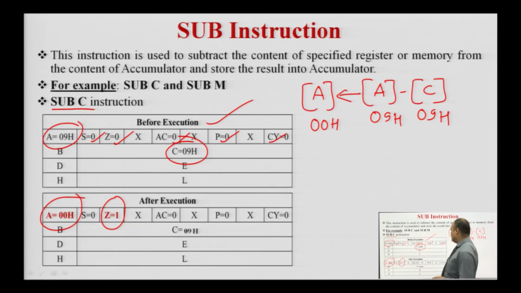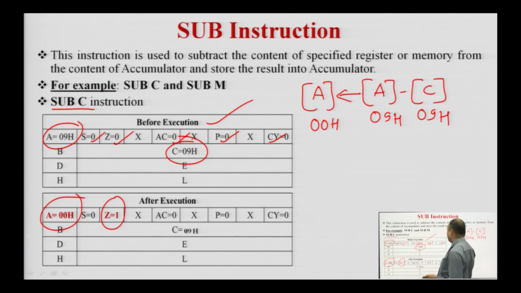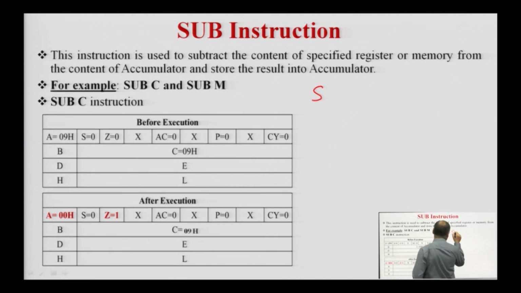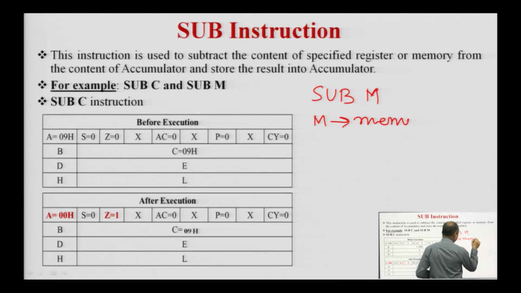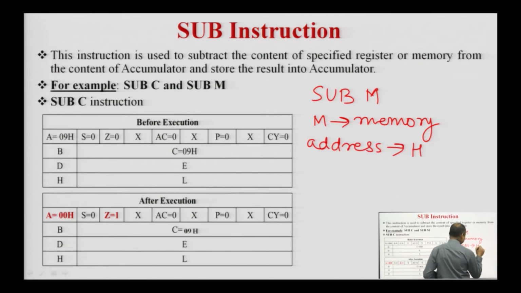Another example of the subtraction operation is the SUB M instruction. Here M is the memory location where the content is present. This instruction will subtract the content of the memory location from the content of the accumulator and store the result into the accumulator. The address of this memory location is given by the HL register pair.